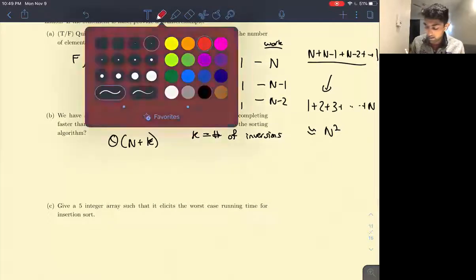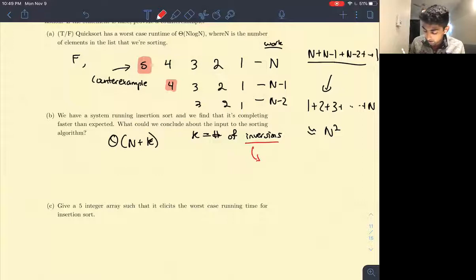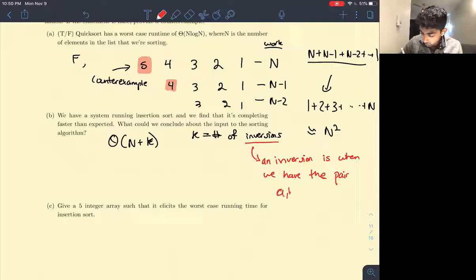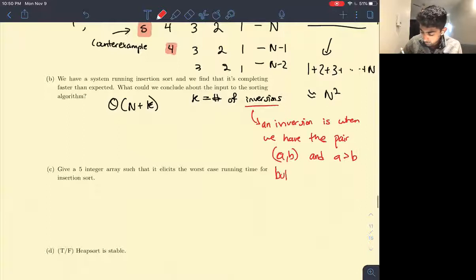And you guys might be saying, hey, Soham, what's an inversion? So an inversion is when we have the pair a comma b, and a is greater than b, but earlier than b in the array.